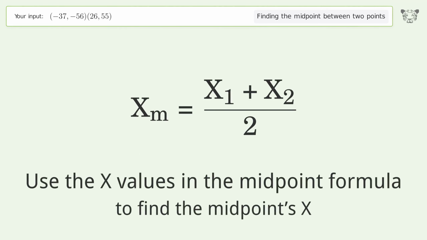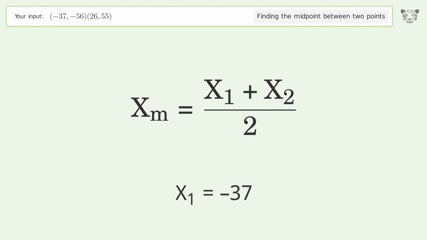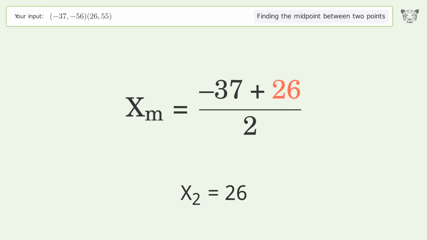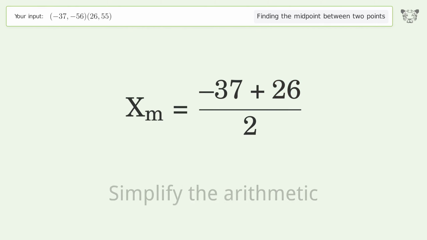Use the x values in the midpoint formula to find the midpoint's x. x1 equals -37. x2 equals 26. Simplify the arithmetic.